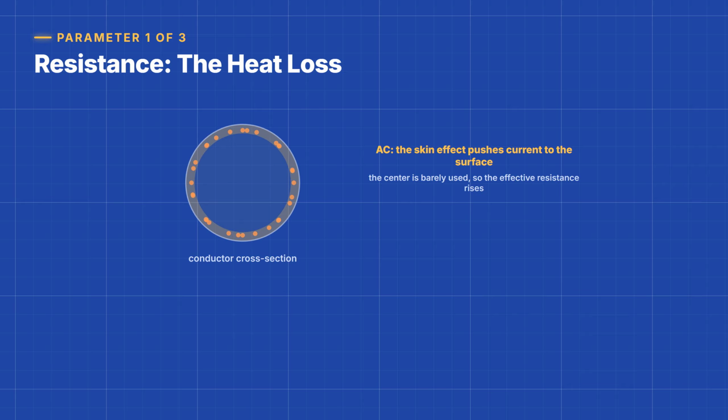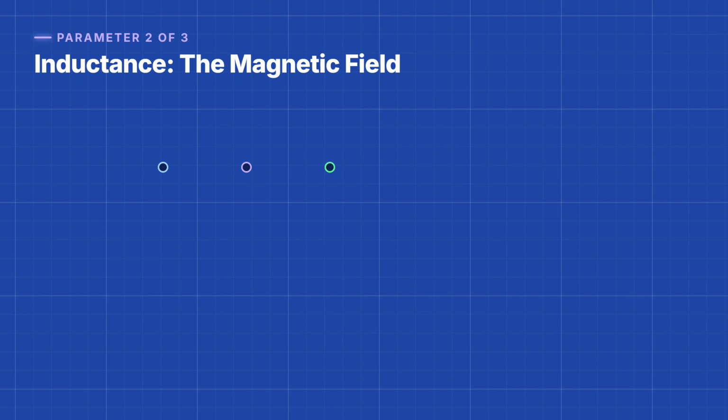Even so, on a high-voltage line, the resistance is small. It matters for efficiency and heating, but it is not what limits the power. For that, we turn to the magnetic field. Here is the big one. Any current wraps itself in a magnetic field, and that field stores energy. So the line has inductance, its opposition to a changing current.